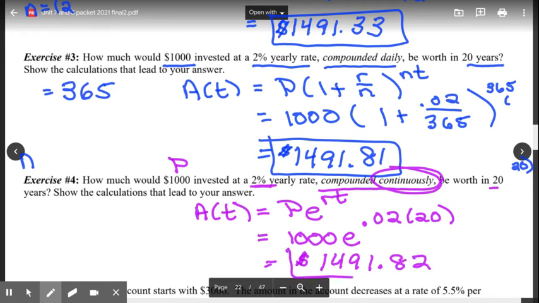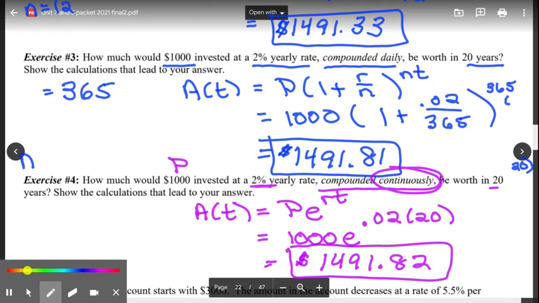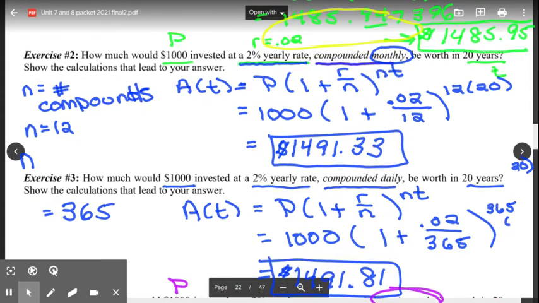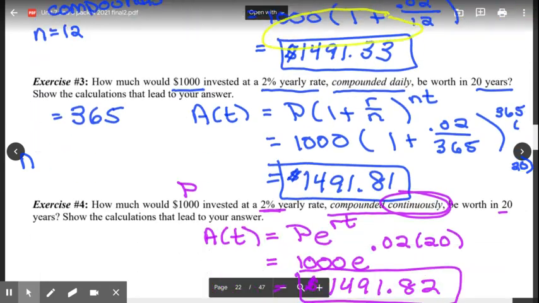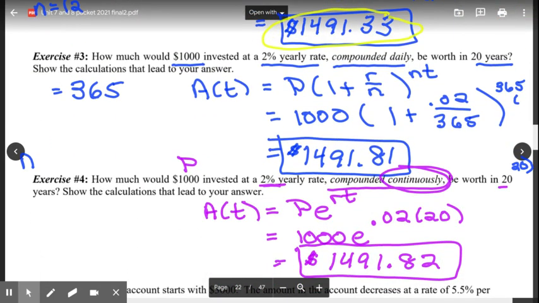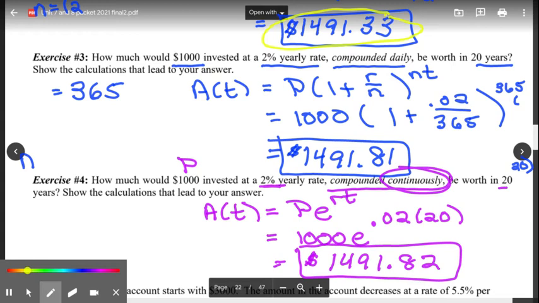Remember, if you're using a graphing calculator, it is the second divide by button, I believe. Okay. Now, just one thing to point out. It's not as noticeable here, but I want you to take a look at these numbers. That's compounded monthly. 1485 is compounded yearly. Compounded monthly. Compounded daily. It went up a little bit, like 50 cents. Compounded continuously, went up a few more cents.